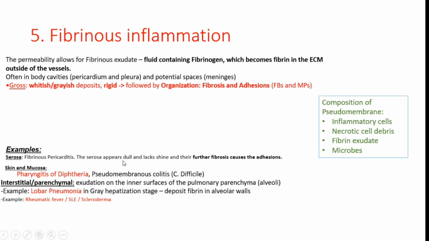Okay, what's important is I mentioned pseudomembranous colitis. What exactly is a pseudomembrane? It's very important to remember that these four contents make up the pseudomembrane. And when you describe a pseudomembrane, you need to talk about these four, otherwise your answer is not complete. So remember, a pseudomembrane is made up of inflammatory cells, necrotic cell debris, fibrin exudate, and microbes, and is most commonly present in diseases like pseudomembranous colitis and pharyngitis of diphtheria. And it is not a true membrane, hence the name pseudomembrane.